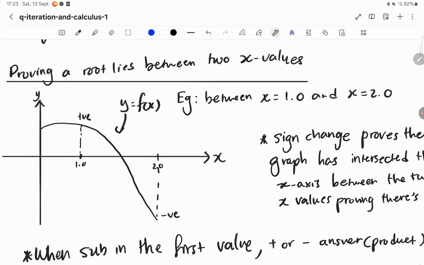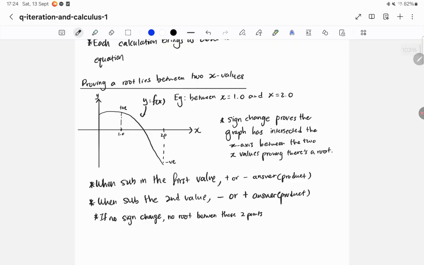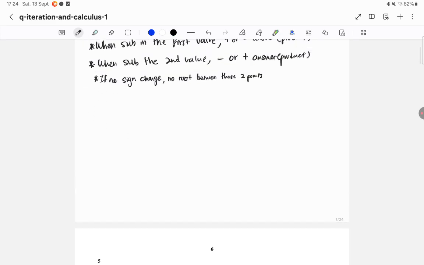Because if the graph was, let's say, positive and you get a positive value, the graph is not going to go down to the x-axis. It's just going to be somewhere up here. So there's going to be no intersection with the x-axis. And same thing if both are negative, let's say here is negative, there's going to be no intersection with the x-axis. So in order to have a root between two specific points, there needs to be a sign change. Right? So that's about 70 or 80% of this topic.